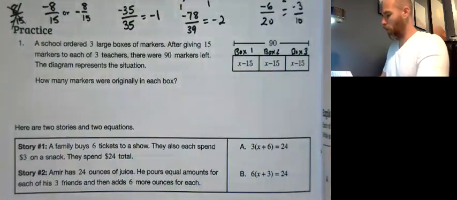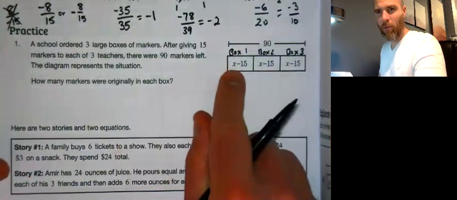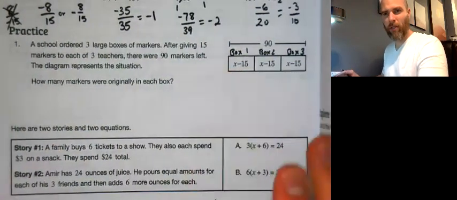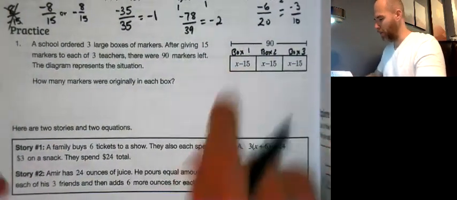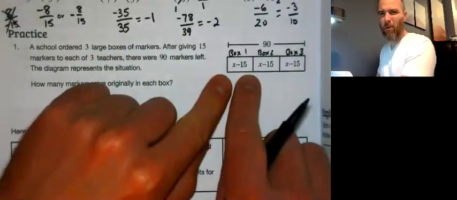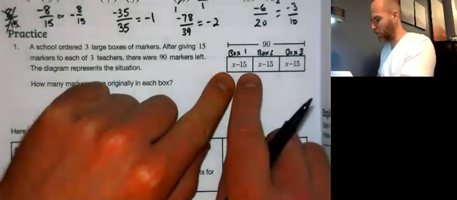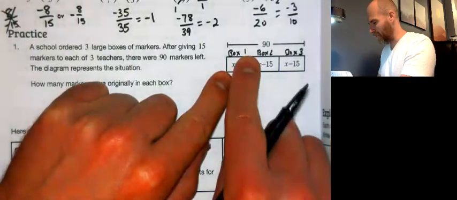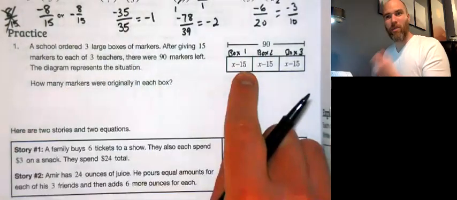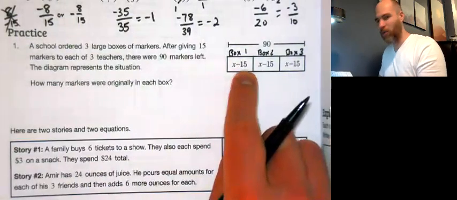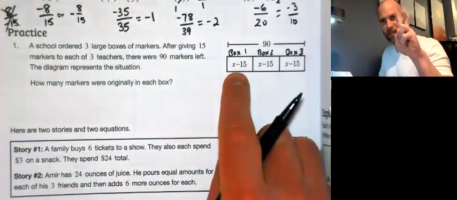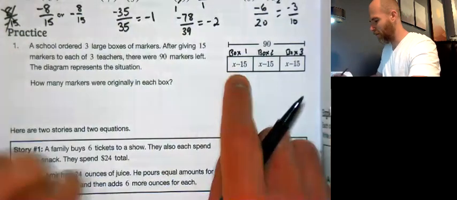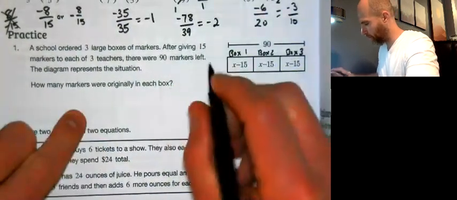So X is actually going to represent the original number of markers in a box, right? So I guess maybe it wasn't really the best idea to say that each box represents a box of markers, because really it more represents what's happening to a box of markers, right? You're starting with X markers in each box and then taking 15 out. So let's see here.